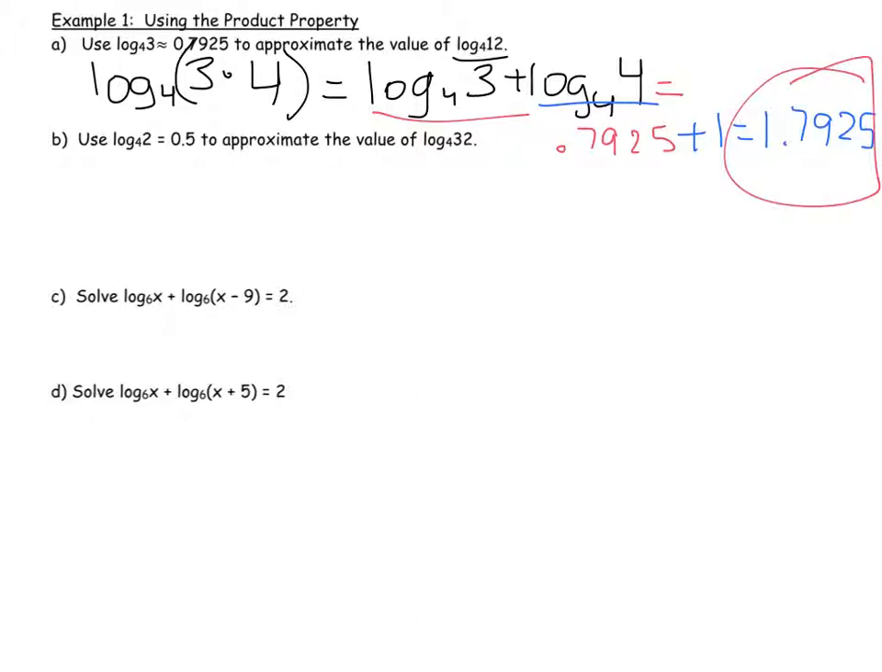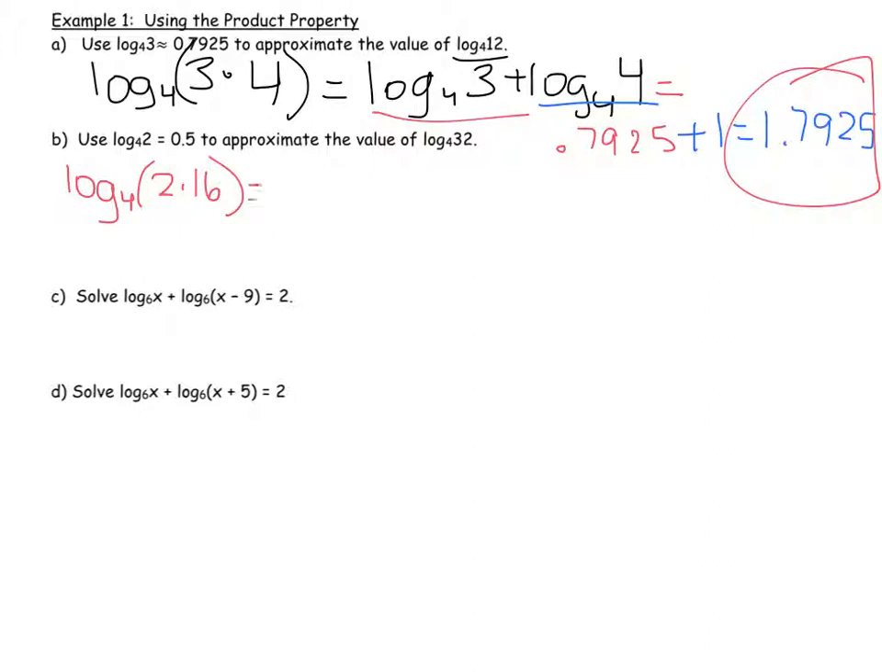On example B, it's very similar to the first example. We need to figure out how we can rewrite this. So I have log 4, and they want us to find 32, but they gave us 2, so we want to figure out, okay, how can I write this? So 32 divided by 2 is going to give us 16, so we can actually write this as 2 times 16. Now let's figure out why that's going to help us out.